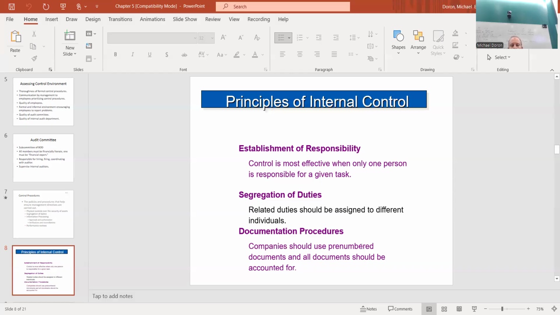Documentation procedures. Companies should use pre-numbered documents and all documents should be accounted for. This is a really simple one, but it's an important one. All documents should have a number printed on them. For example, you're an auditor going through the purchase orders. You're looking through them and you see that number 17 is missing. Now you know there's a missing purchase order you need to follow up on. What happened to this purchase order? If they weren't numbered, you wouldn't know that one was missing. So really simple, but really important internal control, pre-numbering all documents.